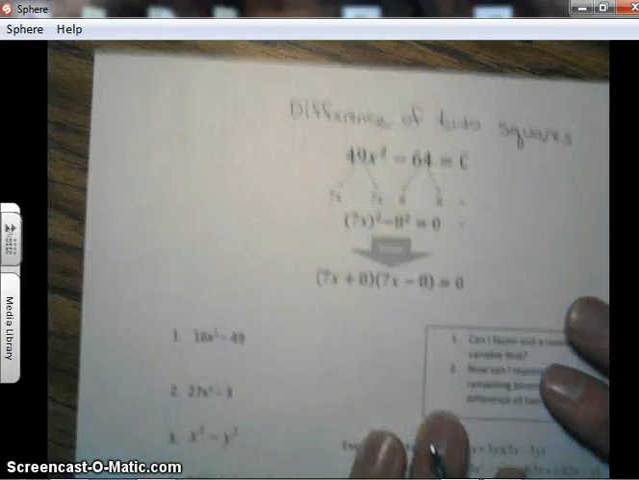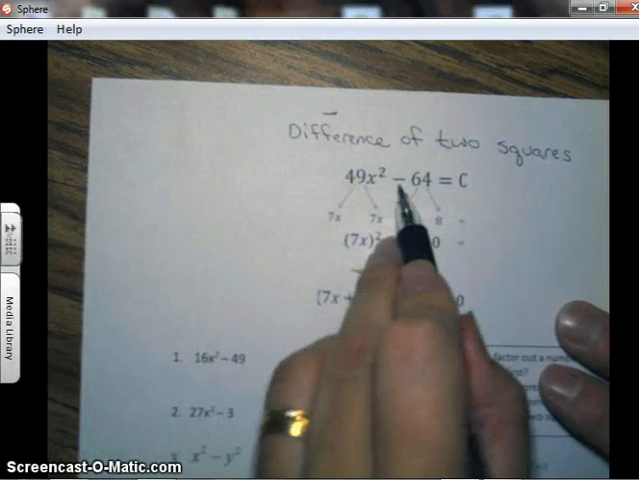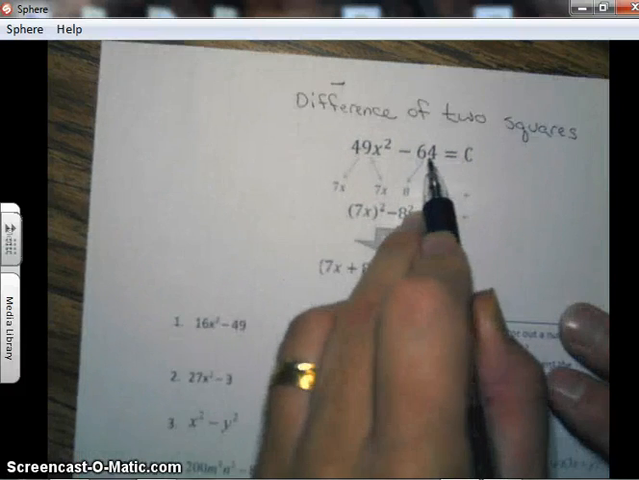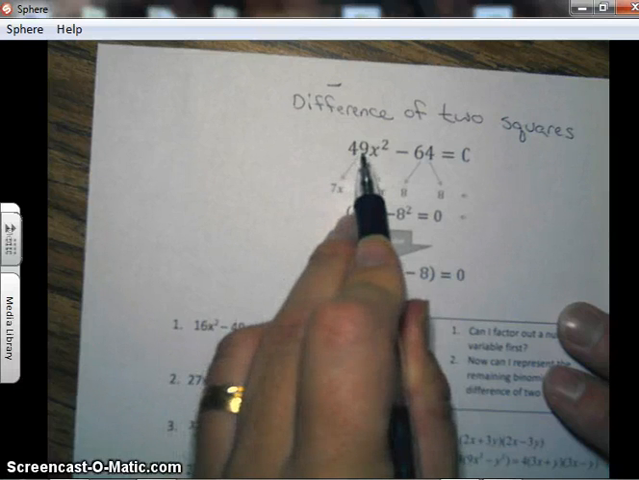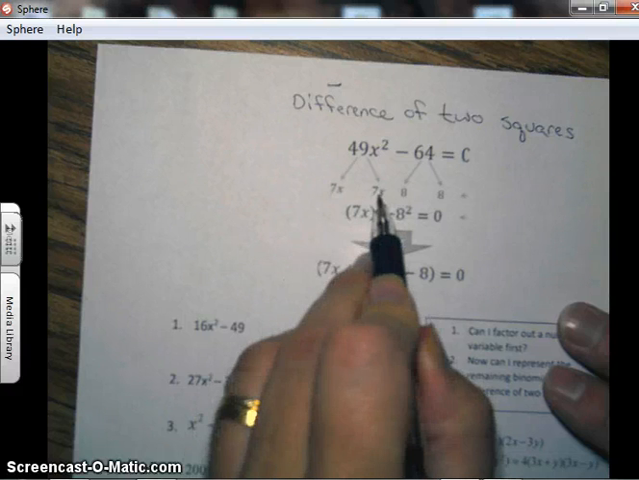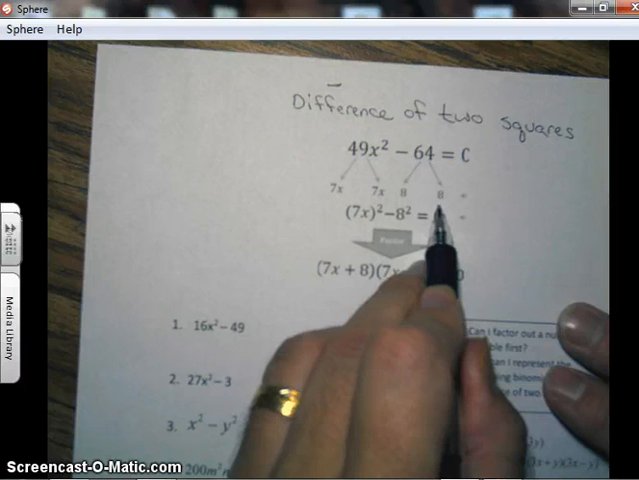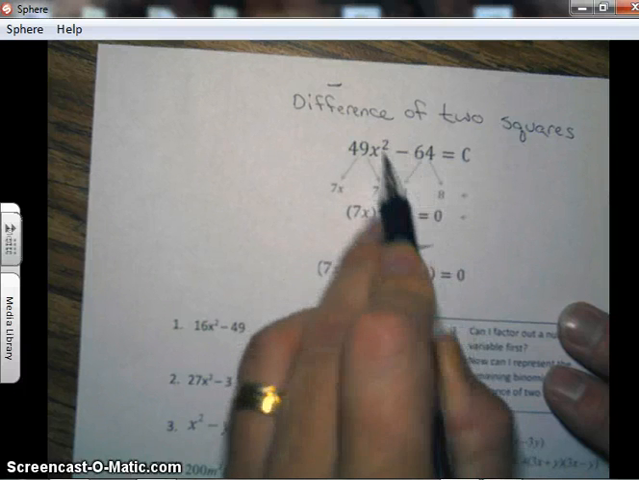So what you need to notice here, the word difference means subtract. So we're subtracting two perfect squares. In our example, notice 49 is broken down to 7 times 7, and our x squared is broken down to x times x. And then our 64 is broken down to 8 times 8. Notice there's no middle term, okay?